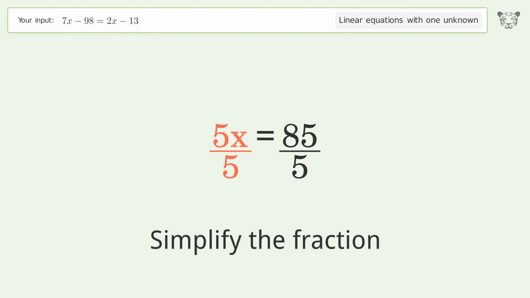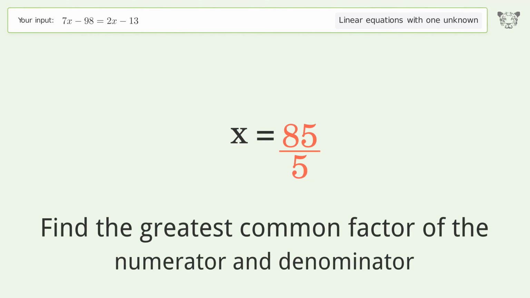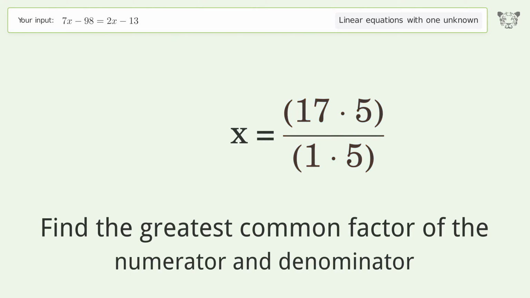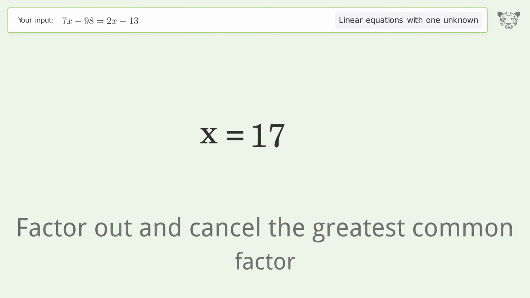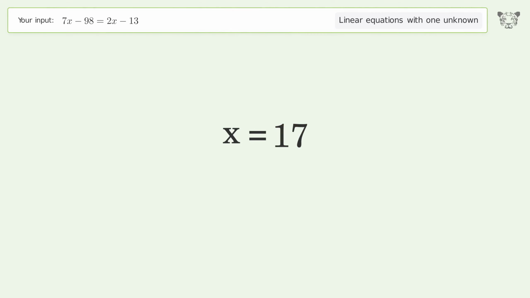Simplify the fraction. Find the greatest common factor of the numerator and denominator. Factor out and cancel the greatest common factor. And so the final result is x equals 17.